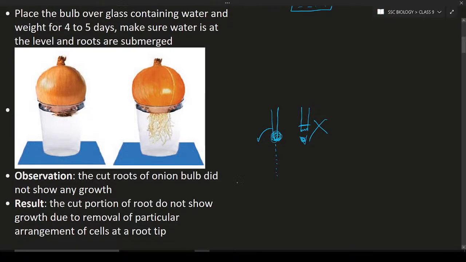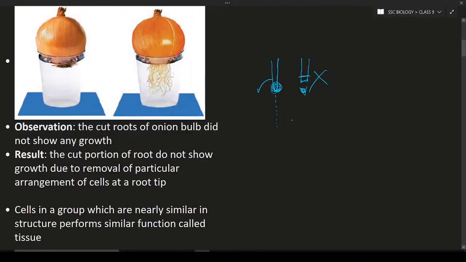Based on this experiment, we found that there is growth of the tissue. The tissue at the tip of the root is responsible for the elongation of the roots. The next result is that the cut portion of the root did not show any growth due to the removal of the particular arrangement of the cells at the root tip. At the root tip, some arrangement is removed, so we cannot see any growth.